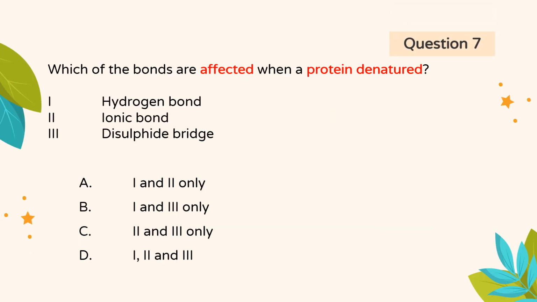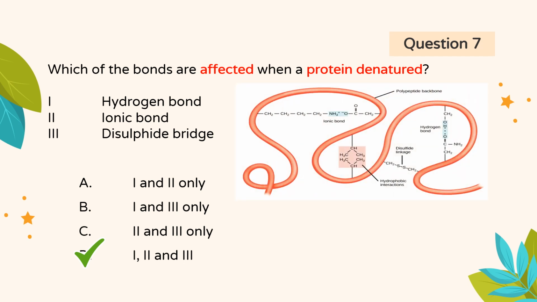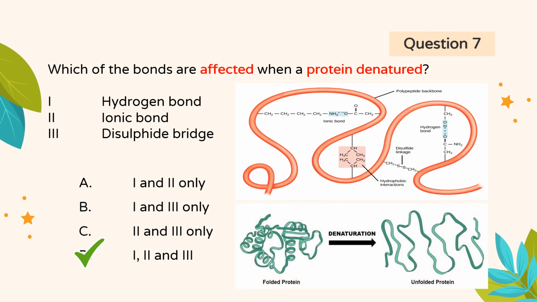Question 7. Which of the bonds are affected when the protein is denatured? The answer is 1, 2, and 3. Protein, especially which have tertiary and quaternary level structures, are susceptible to extreme pH and high temperature because they are made up of many different bonds which hold their structures together.